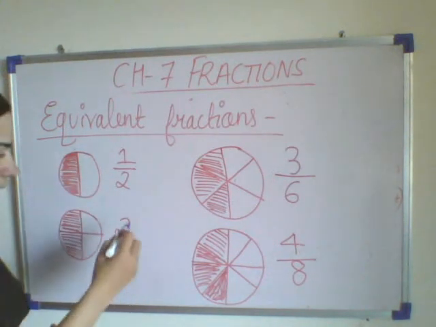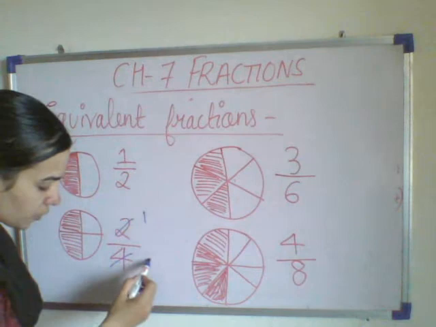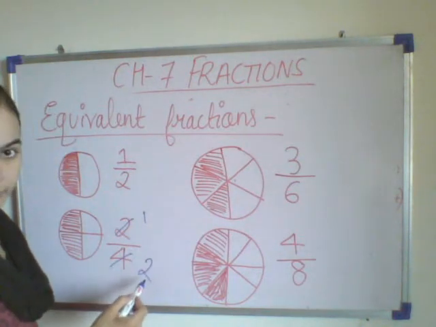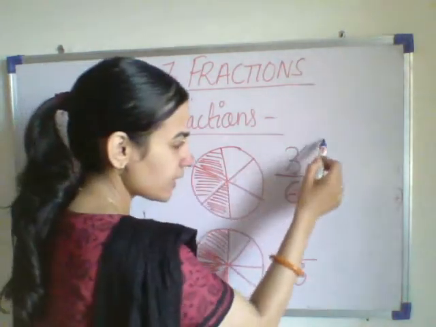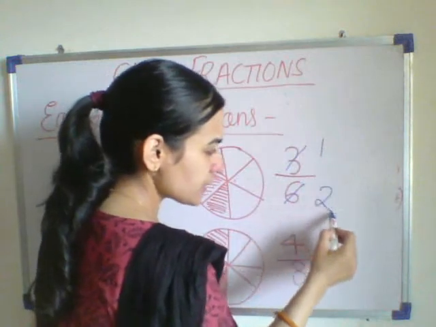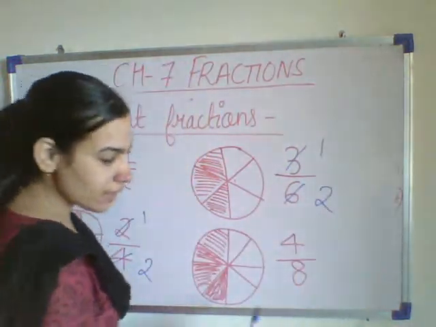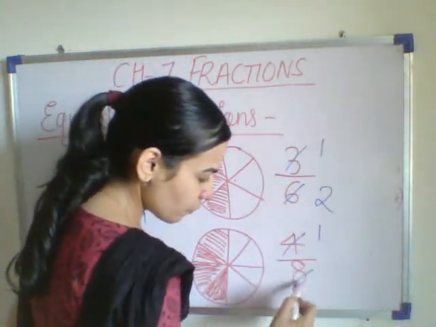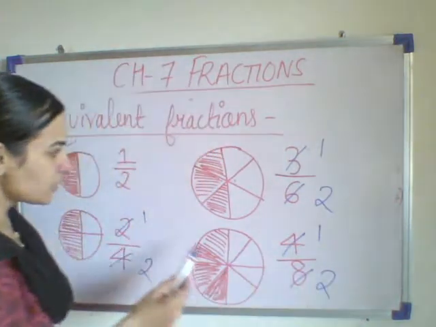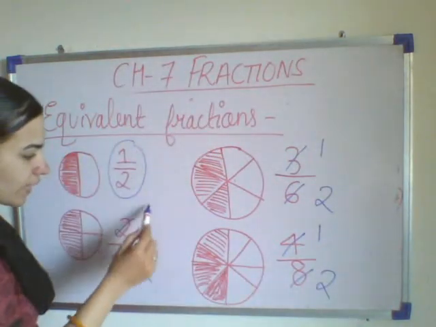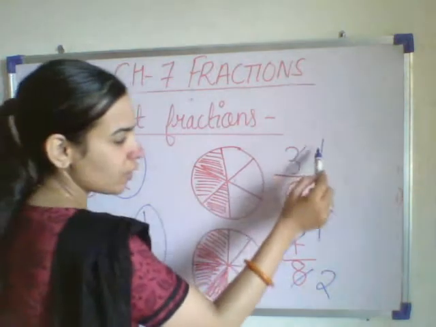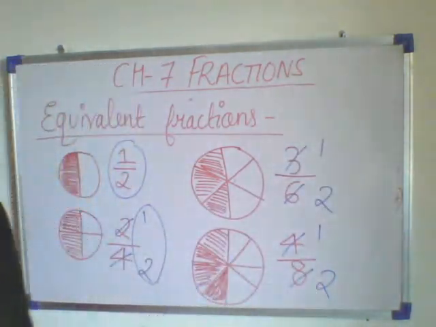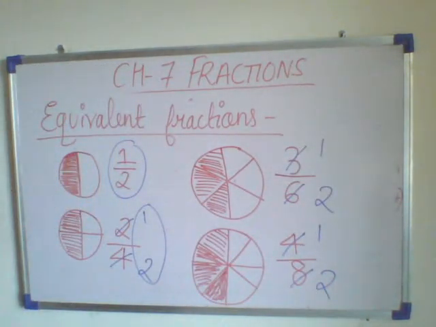Students, if you cancel it, like 2 1s are 2, 2 2s are 4, half comes. Here also if I cancel it, 3 1s are 3, 3 2s are 6, half is coming again, and here 4 1s are 4 and 4 2s are 8. You can see in all of these, finally what is coming? Half. So this type of fractions are called equivalent fractions.